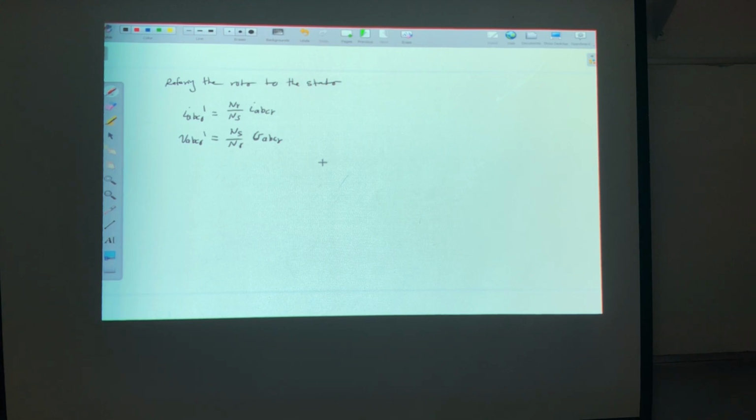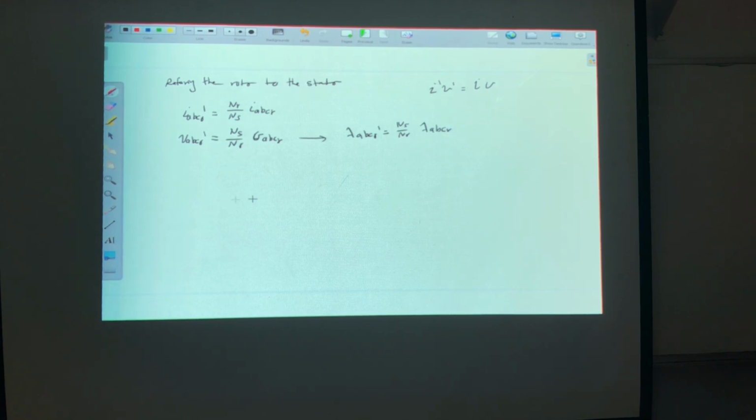To preserve the power. I dash V dash must equal IV. Otherwise you are changing the power and this is impossible. To preserve the power. The flux linkage is following actually the voltage. So lambda ABCR dash will equal NS over NR lambda ABCR.